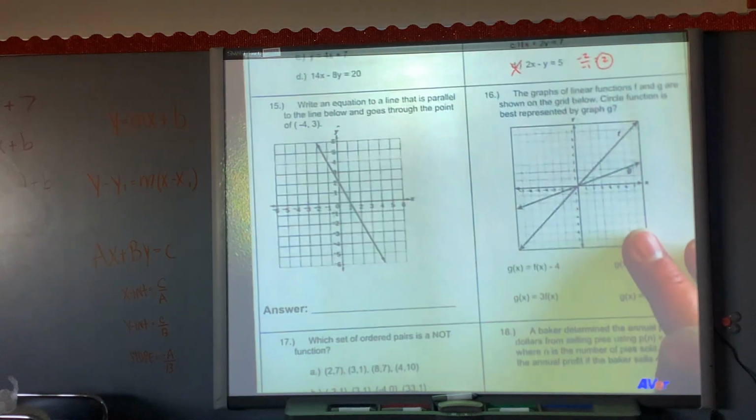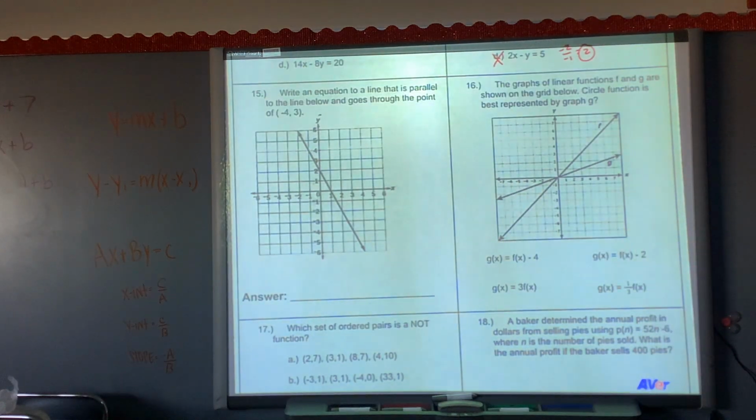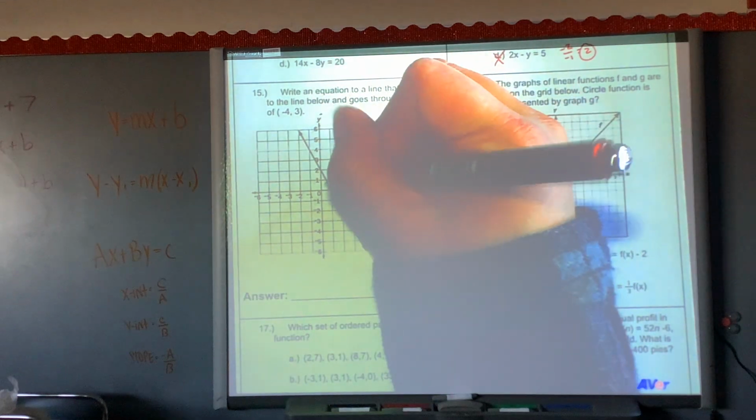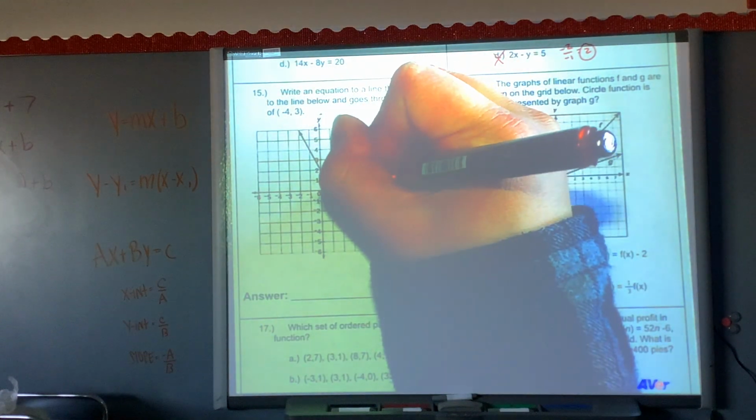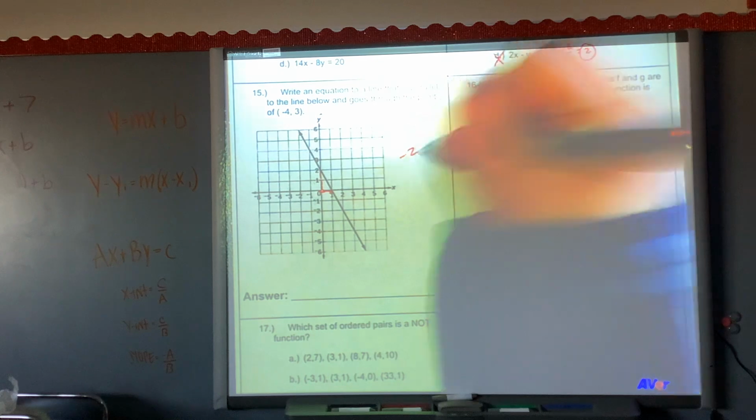All right, let's move on to number 15. Write an equation to a line that's parallel to the line below and goes through negative 4 and negative 3. Well, first of all, we got to figure out the slope. So parallel lines will have the same slope. Looks like we're going down 2 over 1, so we have a negative 2 slope.